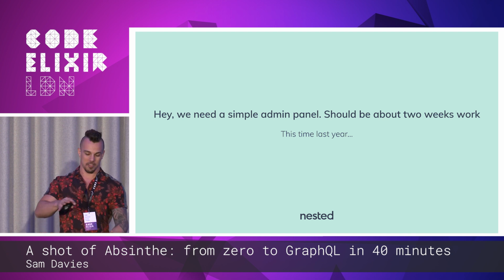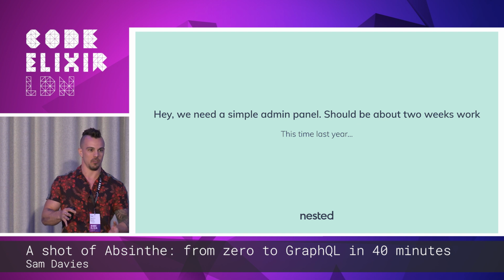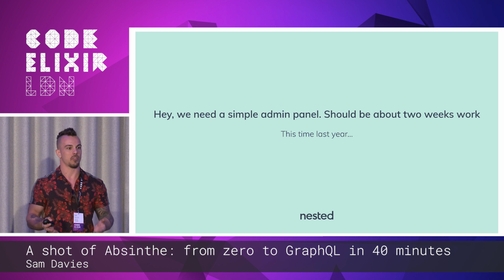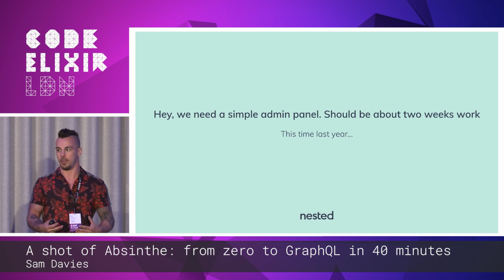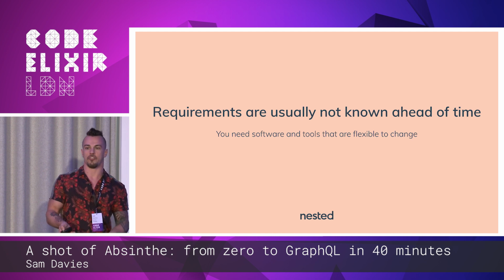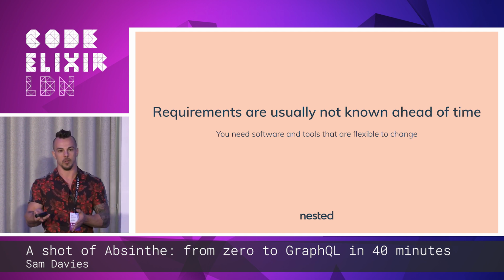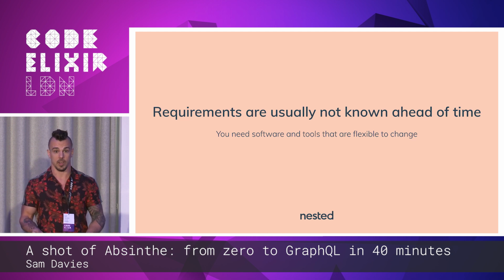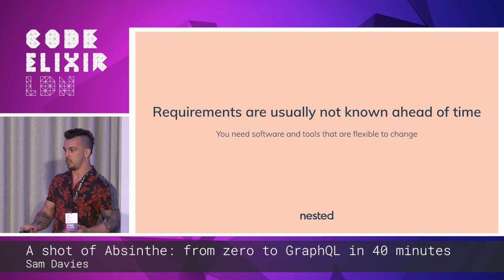It's morphed from what was once a very simple CRUD application into a sort of gargantuan beast, which is essentially our core business software that we use at Nested to track almost everything that we do internally in terms of business processes. So the point of this little story is that when you start out in a project, it's very rare that you actually know what you're going to end up building. The requirements are usually not known ahead of time. So you have to be careful to pick the right technologies and the right choices that are going to make your software flexible to change over time. Now, I think Elixir is a good choice for this, and I also think GraphQL is a good choice for this. I'm going to try and explain to you why.